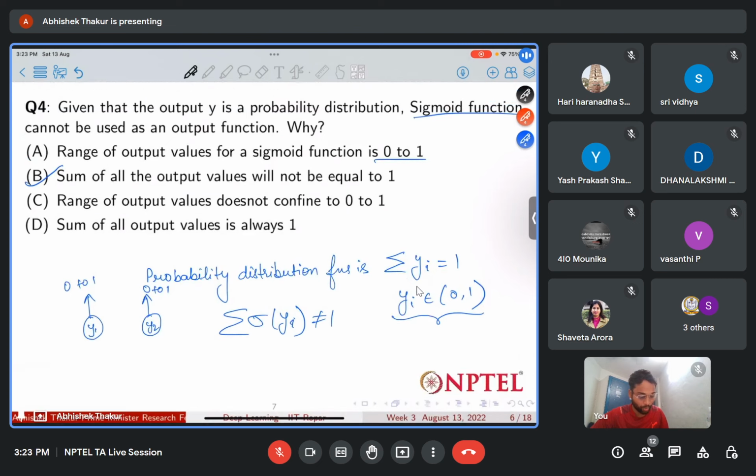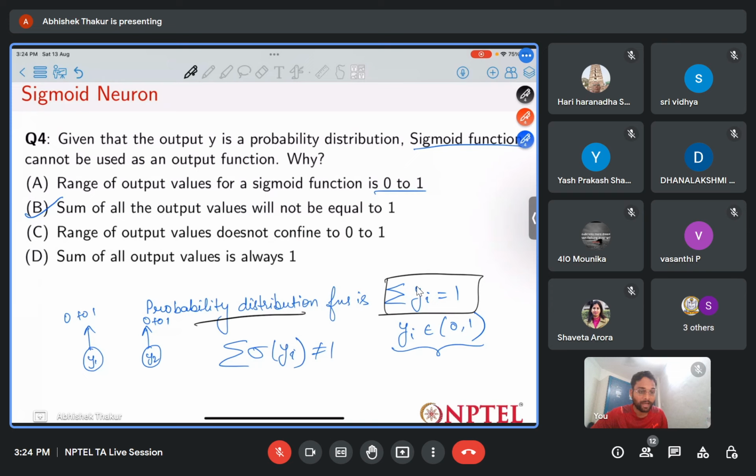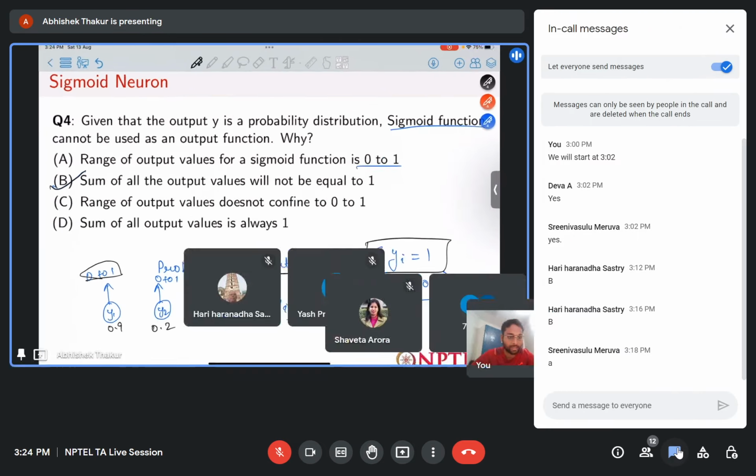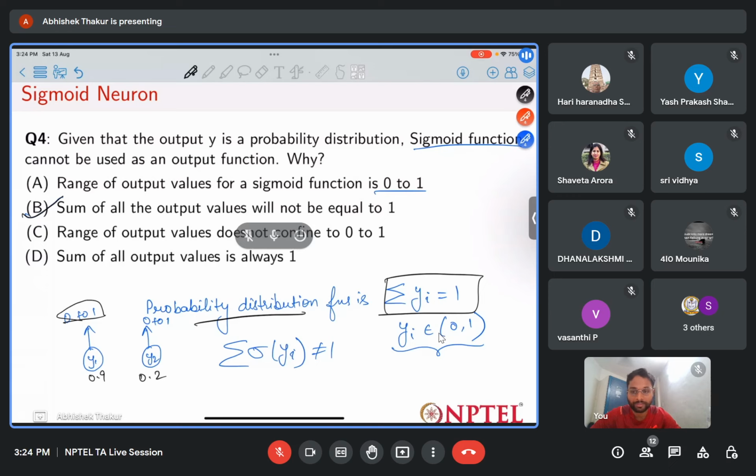So it obeys the properties of a probability distribution function, where the summation of all the values comes to 1. But in the sigmoid function, each output is independent, so each can give a value from 0 to 1. Let's suppose y1 is 0.9 and y2 is 0.2, the summation will exceed 1. That's why option B is the correct option: the sum of all the output values will not be equal to 1. Did anyone answer option B? Option A, someone answered. Okay, option B is the correct option.